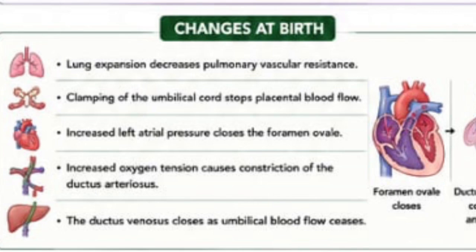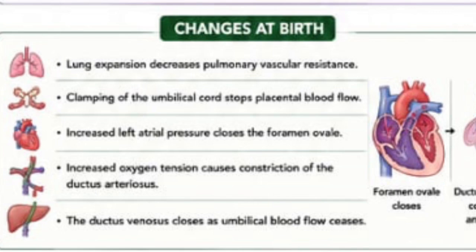So one, there will be the reduction in pulmonary vascular resistance. Clamping the umbilical cord reduces placental blood flow. Due to the increase in pressure in the right atrium, what happens? The foramen ovale will close. Are you getting me now? The foramen ovale will close due to the high pressure in the right atrium.